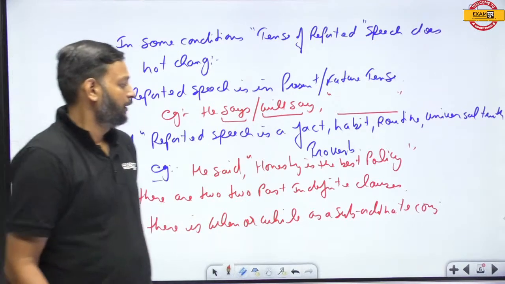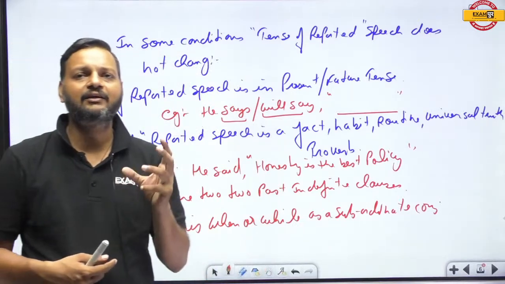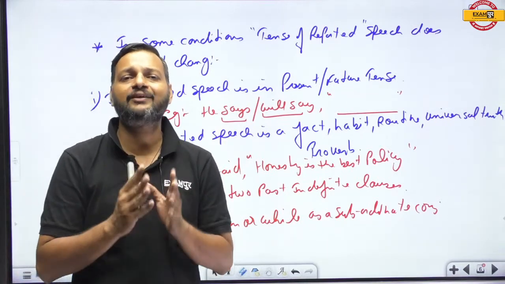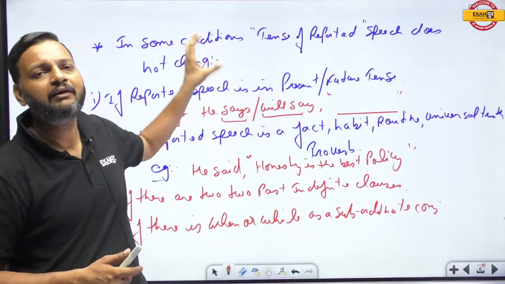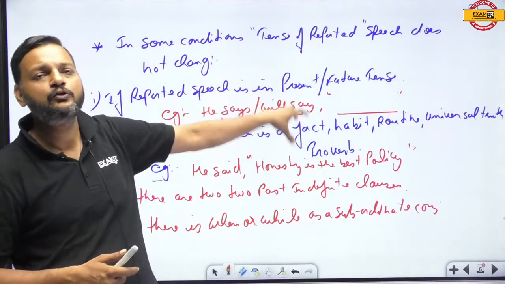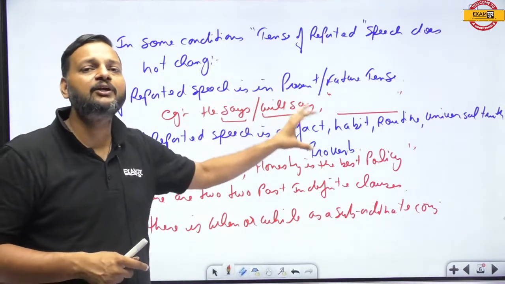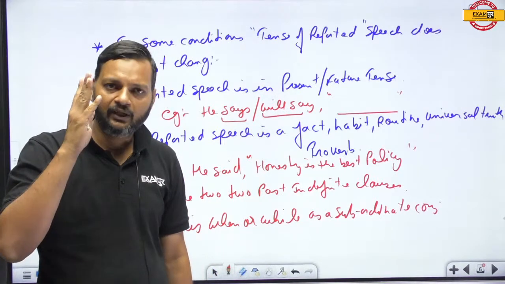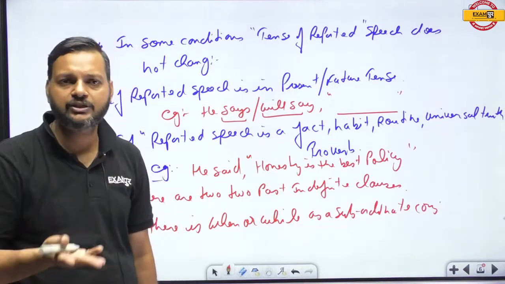So I told you how to change the tense of a reported speech while changing a direct sentence into indirect, but there are certain conditions where you cannot change the tense of a reported speech, and the conditions are: the first condition, if the reporting verb is in present or future tense, you cannot change the tense. Second condition, if the reported speech is a fact, universal truth, habit, routine or profession, you cannot change the tense.